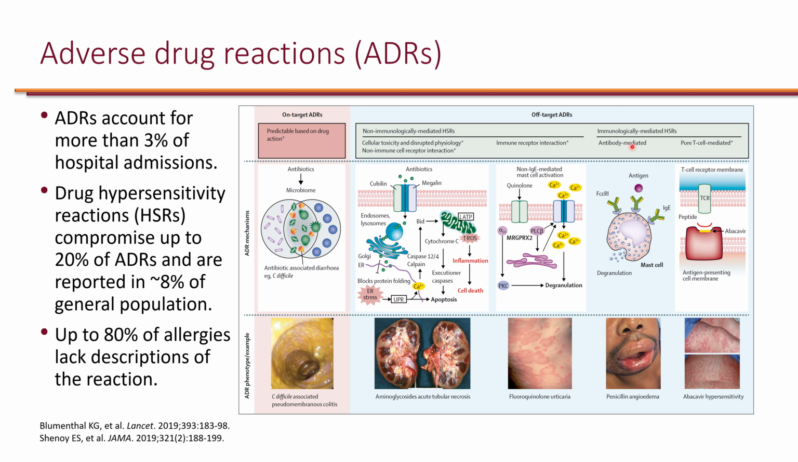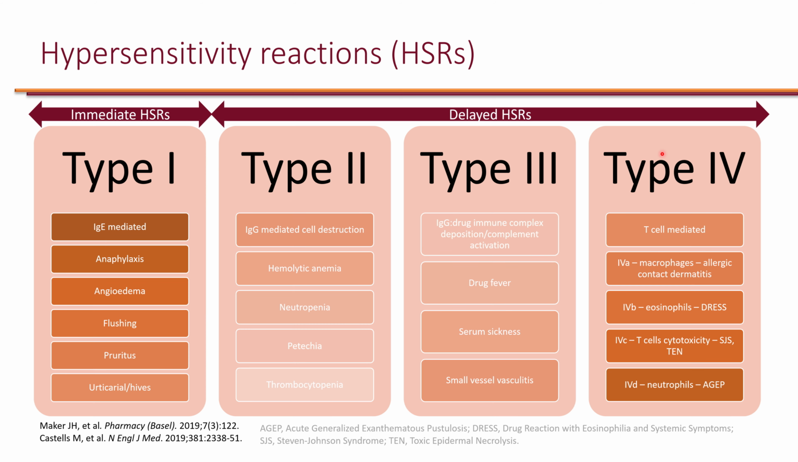Now, when the immune system is involved, it's good to think of whether antibodies are mediating it or the T cells are mediating. And to go into more detail on this, in general, we like to think of hypersensitivity reactions in 4 types. So type 1, which is the immediate hypersensitivity reaction, and by immediate we mean within an hour, you will have these reactions. It's mediated by IgE, so immunoglobulin E specifically, and this can manifest in serious things, so anaphylaxis, angioedema, flushing, pruritus, urticaria, and hives.